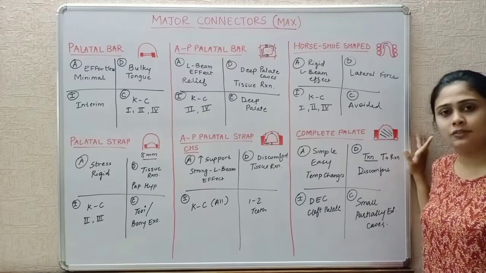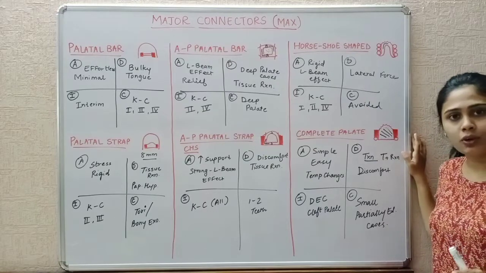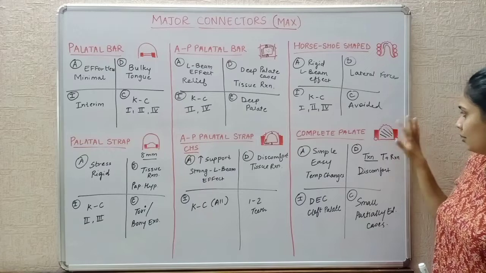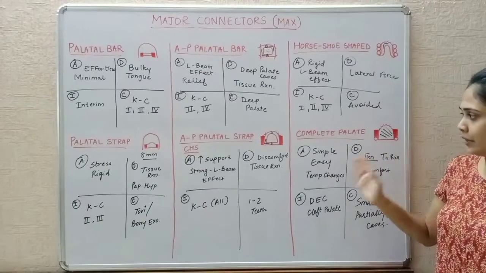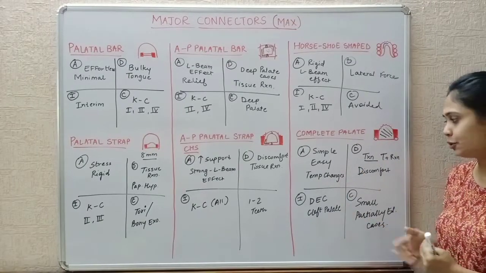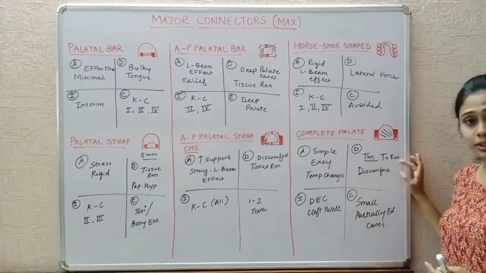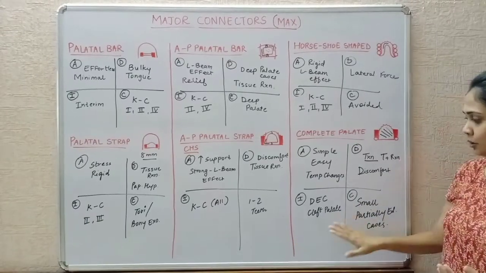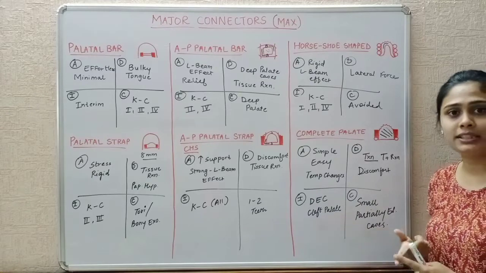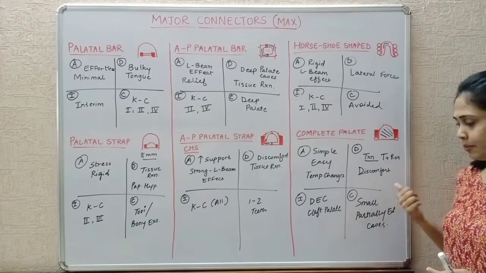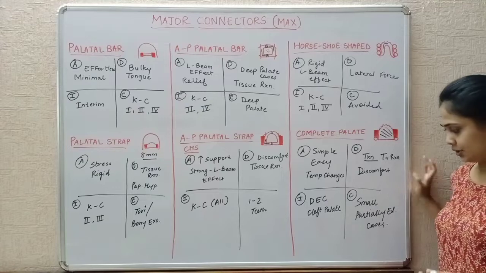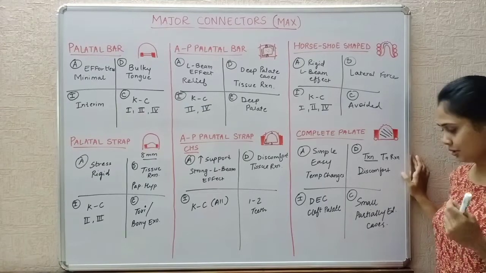Last but not the least, we have complete palate. Covers the whole palate with a metal band or metal sheet. Advantages: easy to design, simple to fabricate, and temperature changes are transferred. Disadvantages: tissue reactions and discomfort to the palate or the patient. Indications: distal extension cases and cleft lip palate patients. And contraindications: small partially edentulous cases.